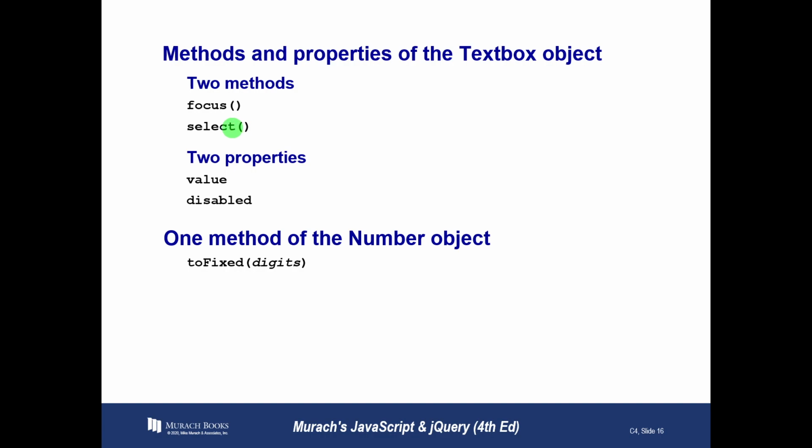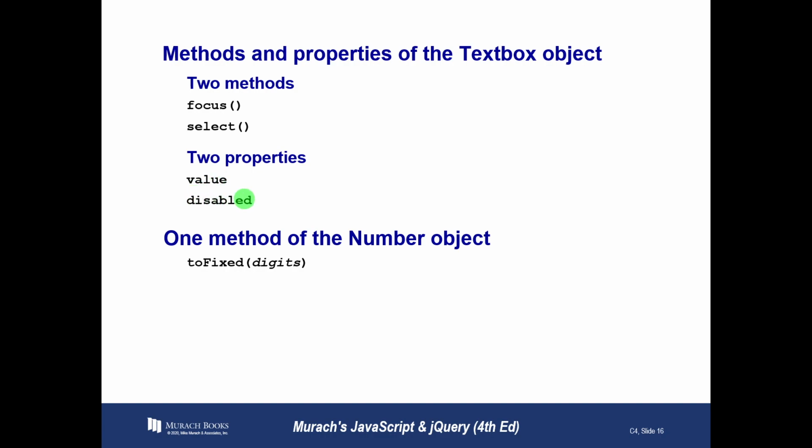Probably one of the most used ones is the value. If I have a reference to a text box and I use dot value, it will give me back a string that represents whatever has been typed in that text box. So we use this one to pull out the value of things that have been typed into a text box.